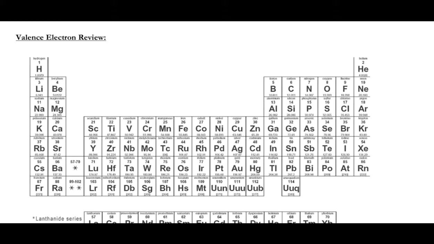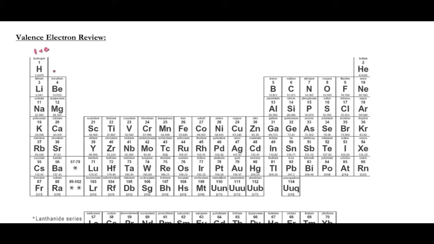And in order to answer that question, we are going to have to learn how to draw the Lewis dot structures for these molecules. In order to do that, we need to quickly review how to determine the number of valence electrons each element has. So just as a quick review, remember, to determine valence electrons, we can use the periodic table. And we know that group 1 right here has 1 valence electron.